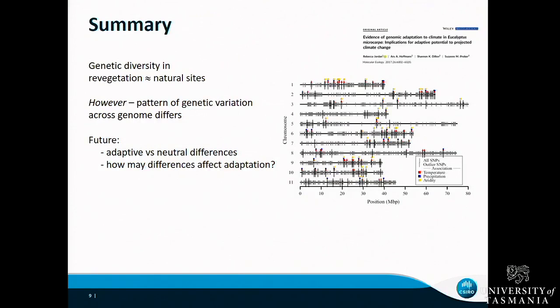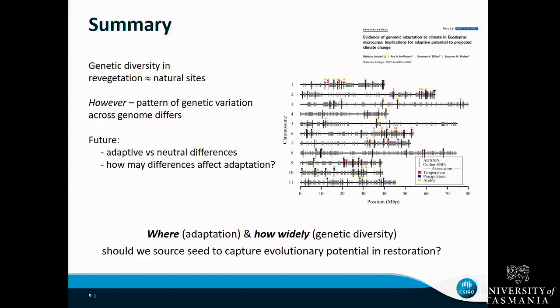And to tie these two together and to think back to that original slide showing the different ways that we could think about capturing seed across our landscape, I like to think about these and genetics more generally for restoration as being able to inform where and how widely we should be capturing seed.